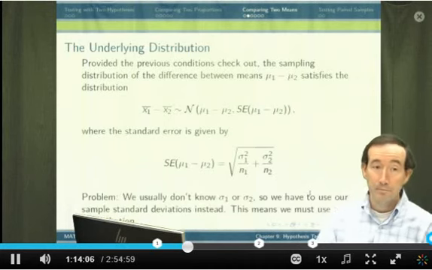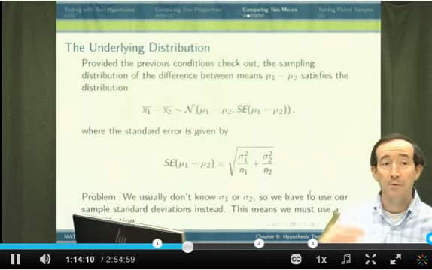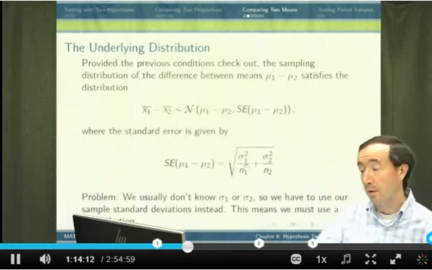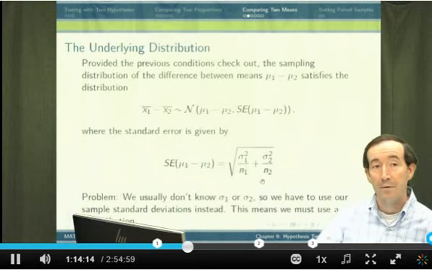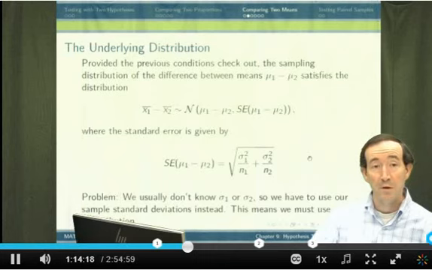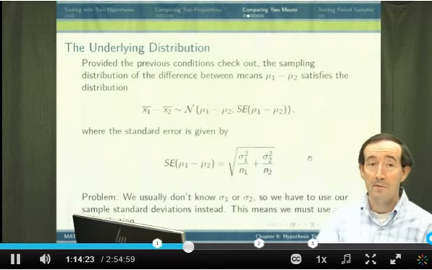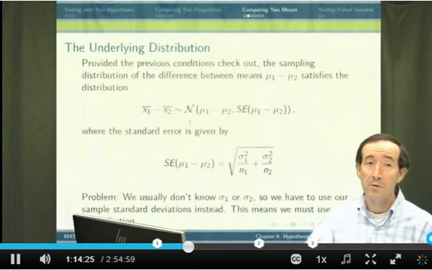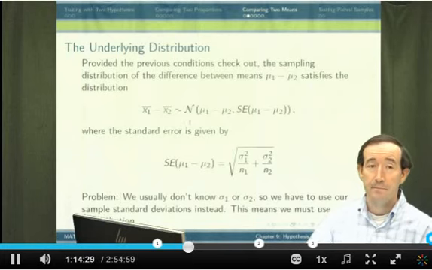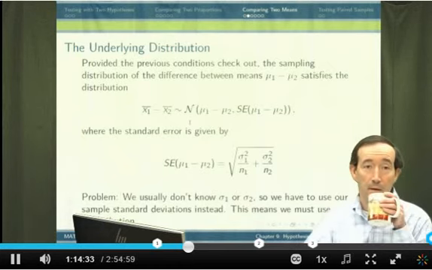Most of the time, we don't know either one of these things. Instead, we have to use our sample standard deviation from group 1, our S1, and our sample standard deviation from group 2, S2. And as we saw before, when we have to use a sample standard deviation in place of the population standard deviation, we no longer get a normal distribution. What kind of distribution do we get? Anyone remember?